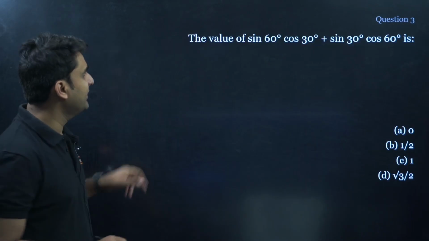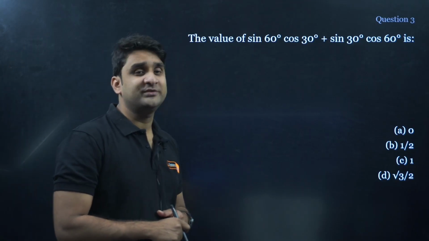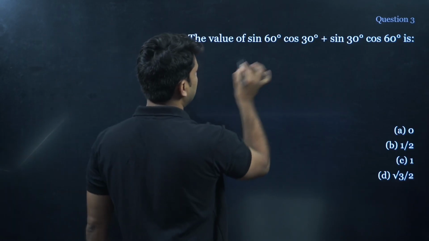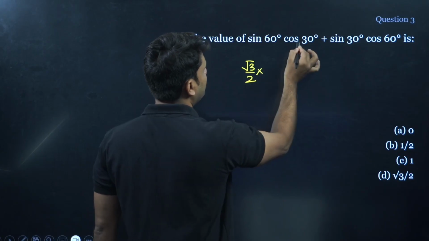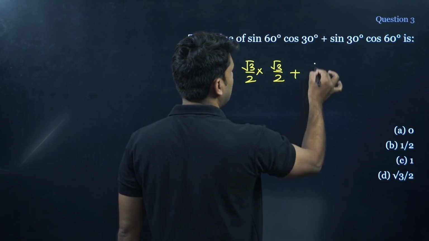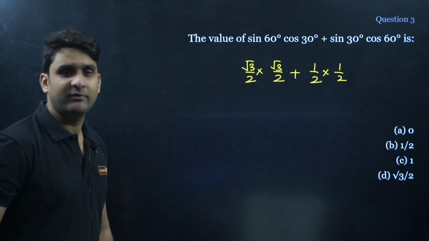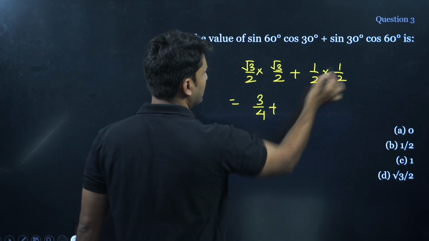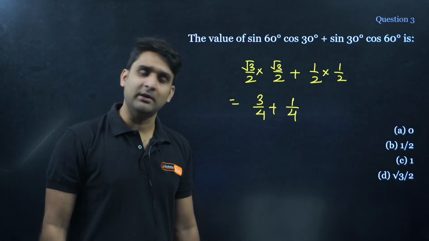Clear everyone? Moving ahead. Okay, the value of sin 60 cos 30 plus sin 30 cos 60 will be what? Very easy. Let's put the values. So sin 60 is equal to root 3 by 2. Cos 30 will be equal to root 3 by 2. Plus sin 30 is equal to 1 by 2 and cos 60 is equal to 1 by 2. Clear everyone? Root 3 into root 3 will be 3 and 2 into 2 is 4. 1 into 1 is 1, and here numerator will get multiplied with numerator and denominator with denominator.